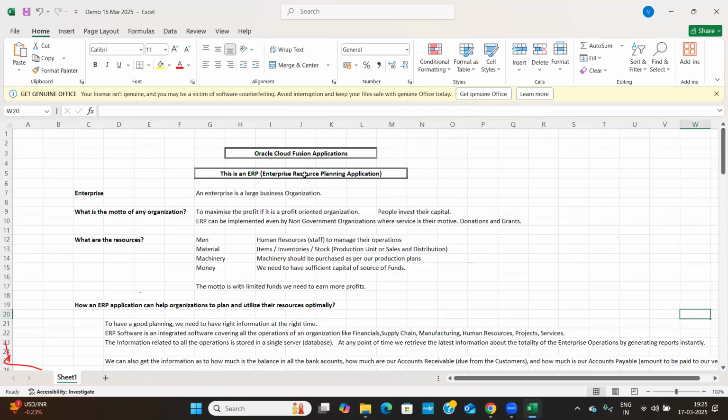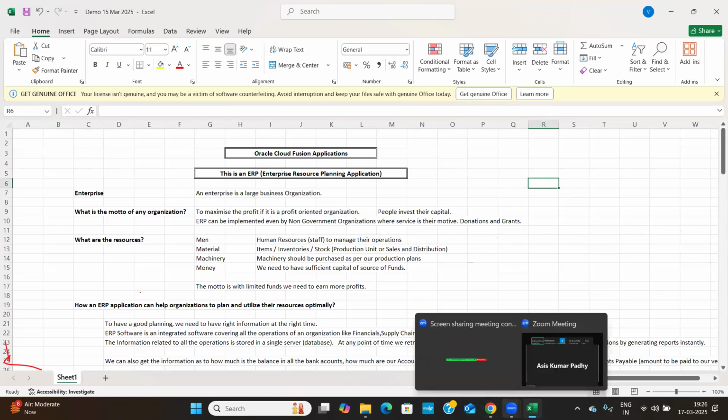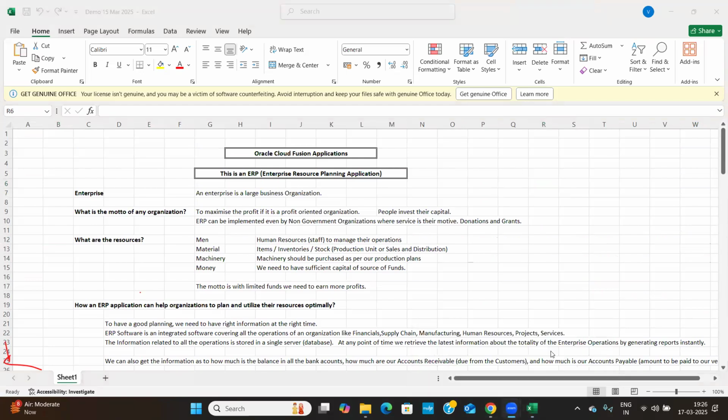So here, resources, how do we plan them? We say it is an ERP, Enterprise Resource Planning. How can you plan it? What is planning? Can you tell me, Mr. Padi or Mr. Kumar? I forgot your name. How do we plan? To plan anything, what do you need?